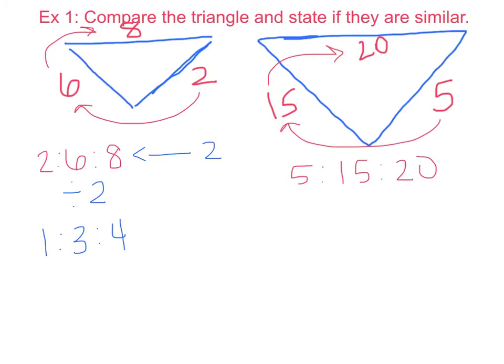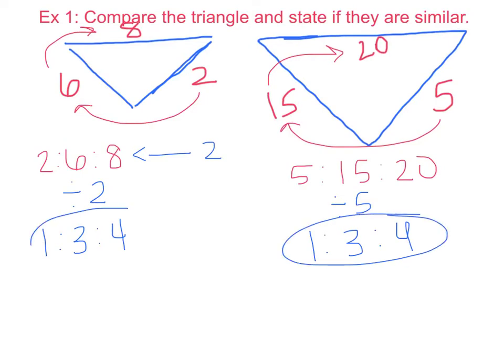Now we're going to do it with this one. Its greatest common factor is 5. So 5 divided by 5 is 1. 15 divided by 5 is going to be 3. And 20 divided by 5 is going to be 4. If you look, their ratios are the same. So they are too going to be similar triangles.